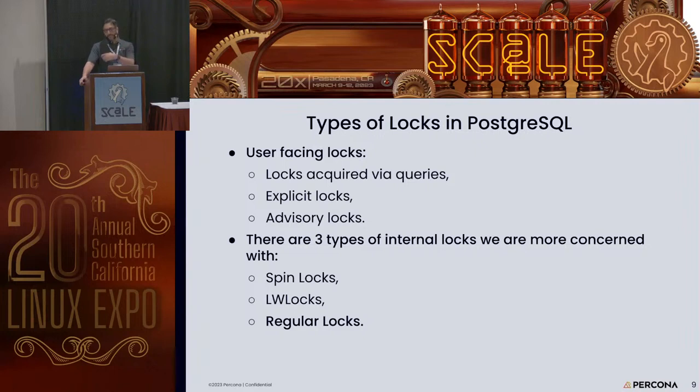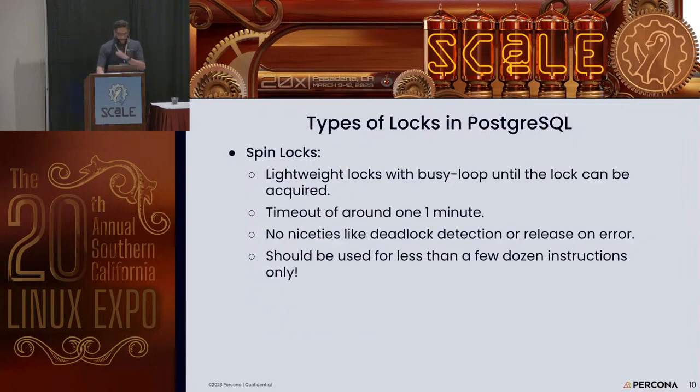But we're more concerned with the internal locks, and there are three types of locks: the spin locks, the lightweight locks, and the regular locks. Spin locks are really the lightest weight locks. They engage the competing process in a busy waiting loop. So when a lock is acquired, the other processes are just busy waiting, which effectively consumes resources.